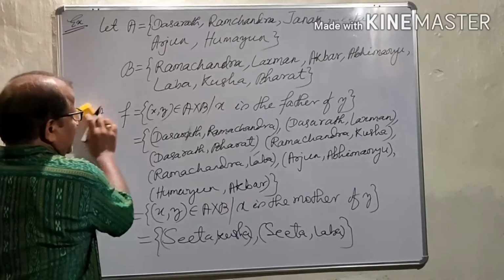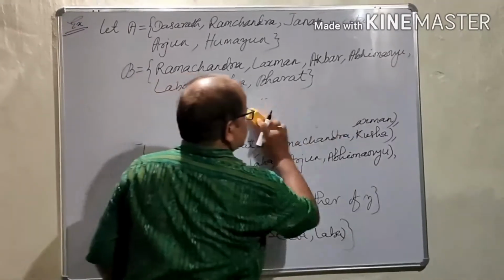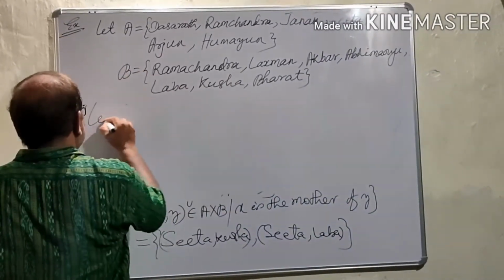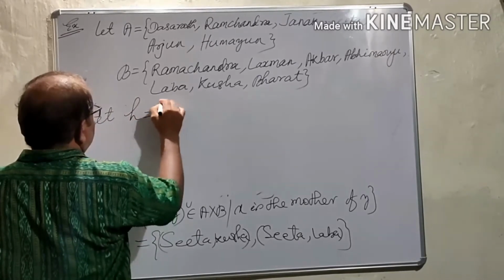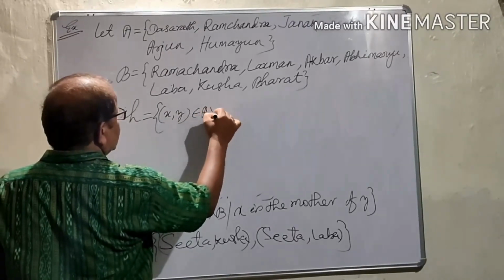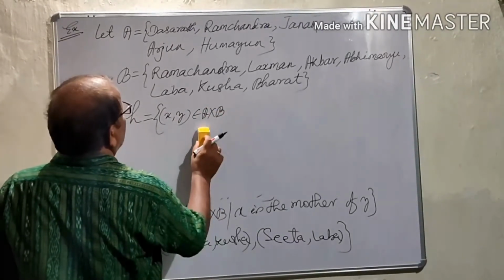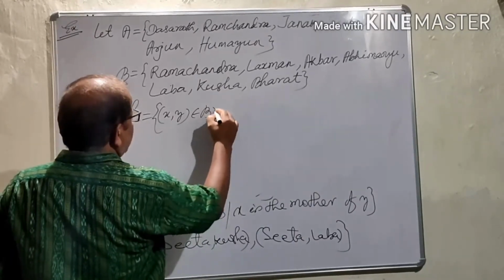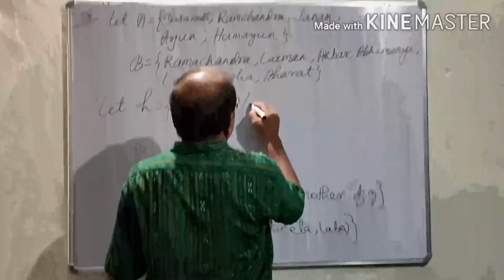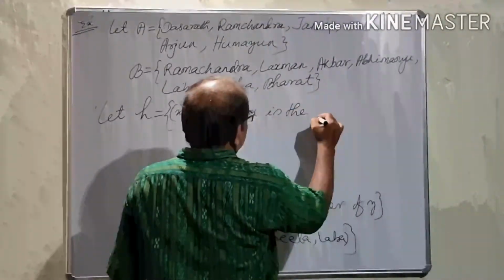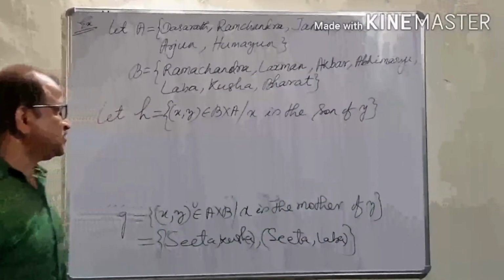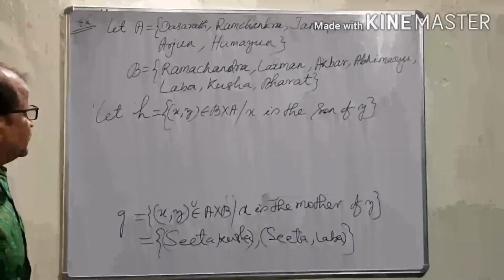From set B to A, let H be equal to the set of XY belonging to B Cartesian product A, such that X is the son of Y.